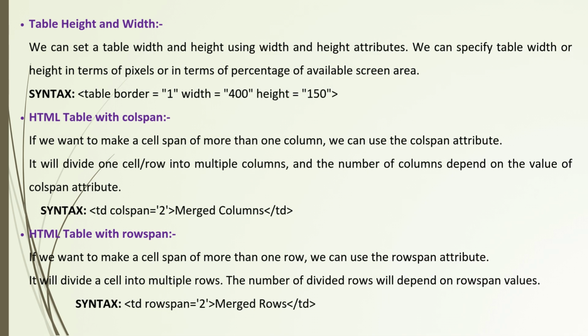HTML table with rowspan. If we want to make a cell span more than one row, we can use the rowspan attribute. It will divide a cell into multiple rows. The number of divided rows will depend on the rowspan value.